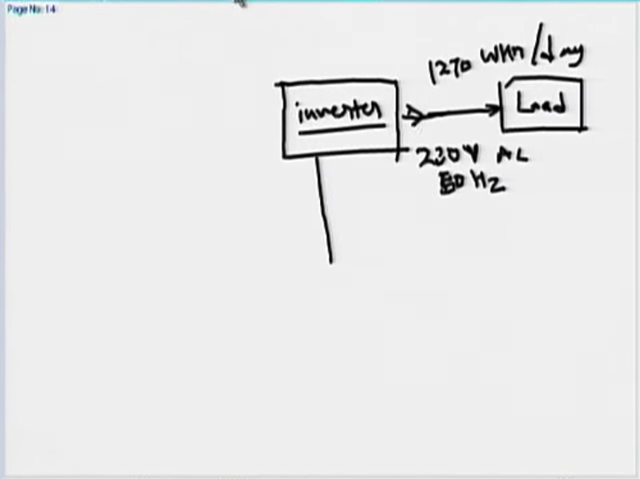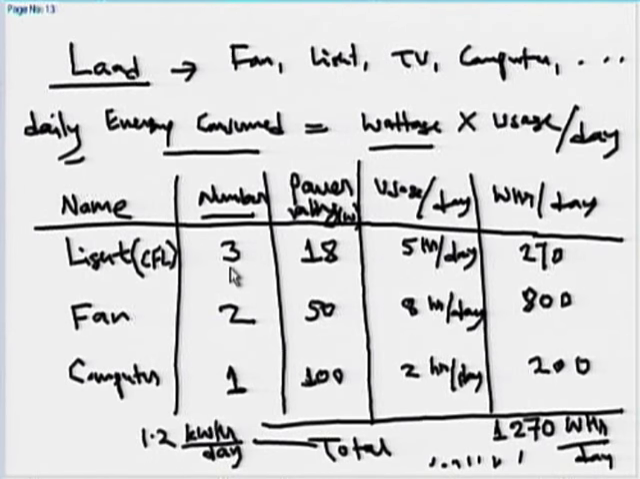How do I know? We should find out from the total operating load at a given moment. How much is the load operating at a given moment? You have 18 watt into 3, 2 into 50 and 1 into 100, this is your load. So if every appliance is on together, how much is the power that your inverter needs to supply?